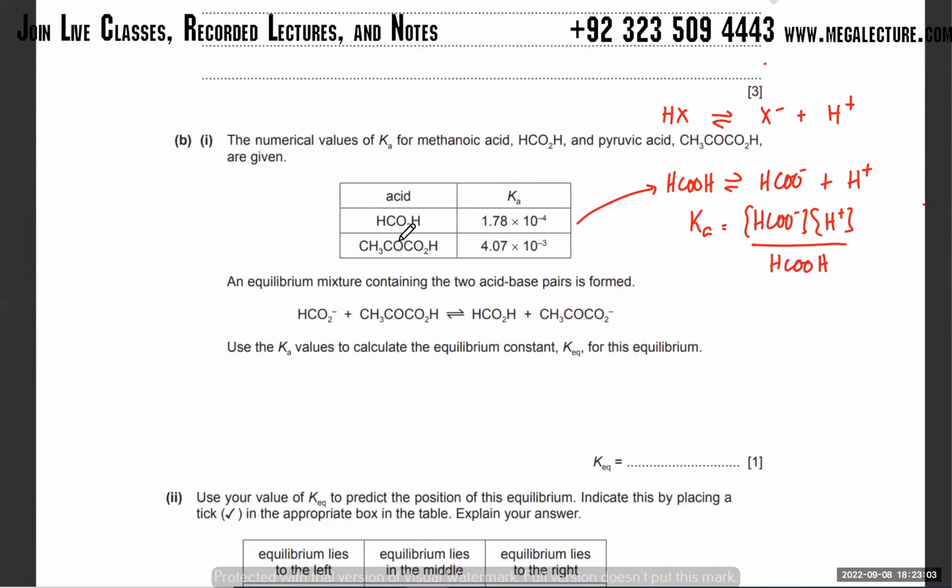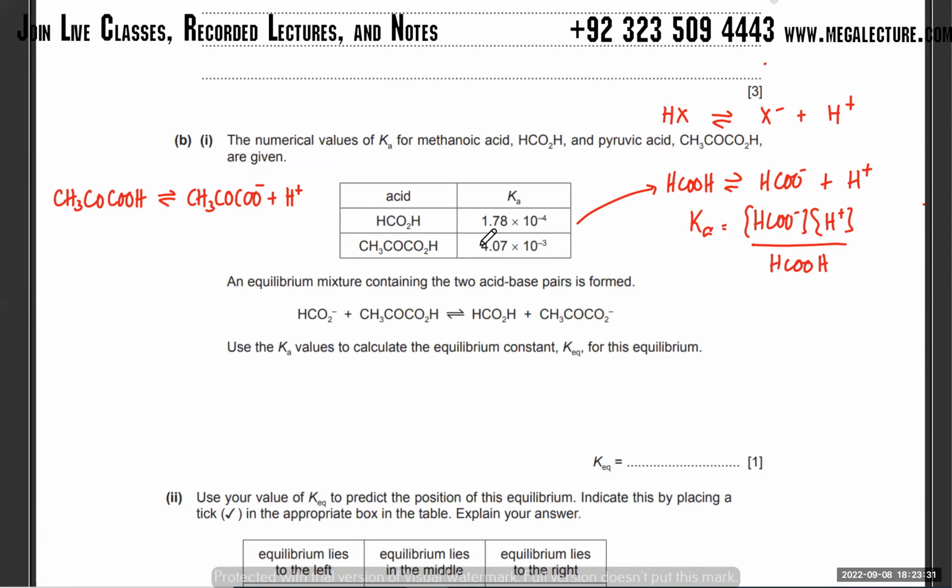The other one is pyruvic acid. That's also a carboxylic acid, although it's got a ketone part in it as well. So this one is CH3COCOOH, and it's going to ionize, and it's going to produce CH3COCOO minus 1 plus H plus 1. Anyway, so what is the K expression for this? The K expression for this one is going to be, or इसको let's say K1 कह देते हैं, and this is my K2.